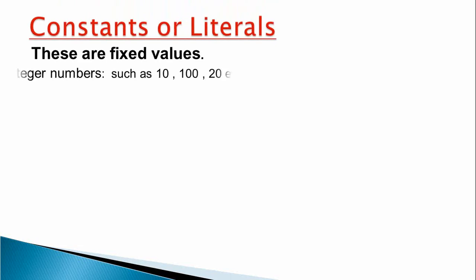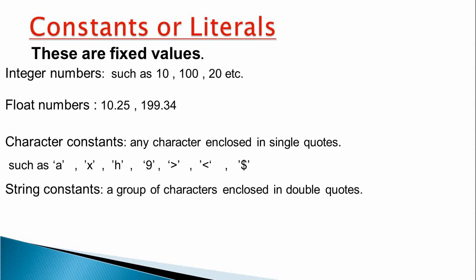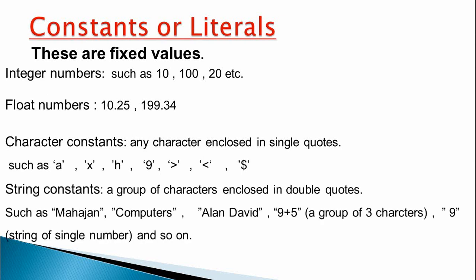Constants or literals are fixed values. For example, integer numbers such as 10, 100, 20, 60, 90 and so on. Float numbers are real numbers like 10.25, 199.34 and so on. Character constants are any character that is enclosed in single quotes, such as A, X, H or whatever character it is, but the condition is that it should be enclosed within single quotes.